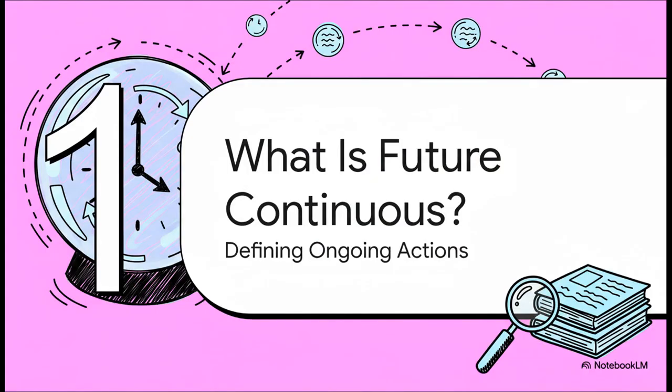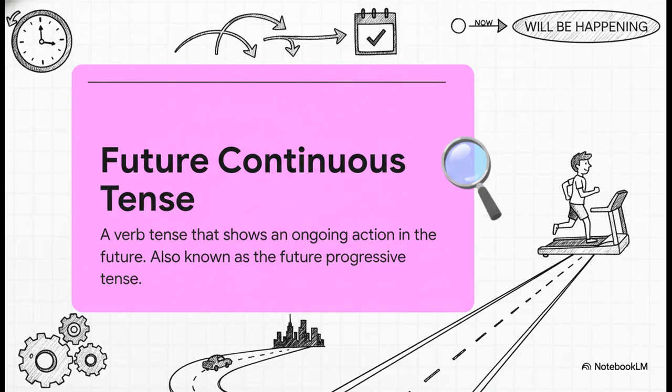Okay, so that question is the perfect jump-off point. Let's get a really clear definition down. What is the future continuous anyway? Okay, here it is. The future continuous tense is basically a verb tense that shows an action that's going to be in progress in the future. Simple as that. Now, you might hear people call it the future progressive tense. Don't worry, they're the exact same thing. The keywords to lock in your brain are ongoing action. It's all about shifting our thinking from something that will happen to something that will be happening.